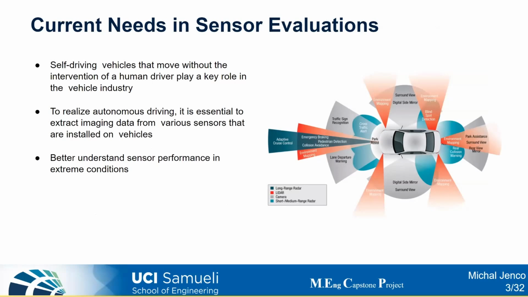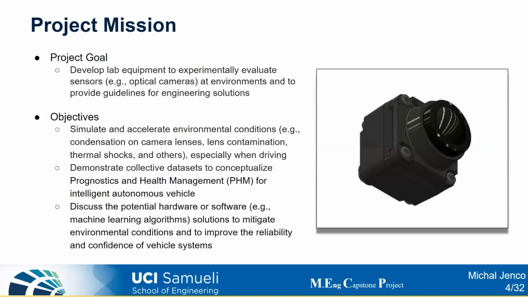As we all know, self-driving vehicles that move without the intervention of a human driver play a key role in the vehicle industry. To realize autonomous driving, it is essential to extract imaging data from various sensors that are installed on the vehicle. In other words, it is important to better understand sensor performance in extreme environmental conditions. In this project, we focus on the camera sensor and three different environmental conditions: temperature, humidity, and sandstorm or dust storm.